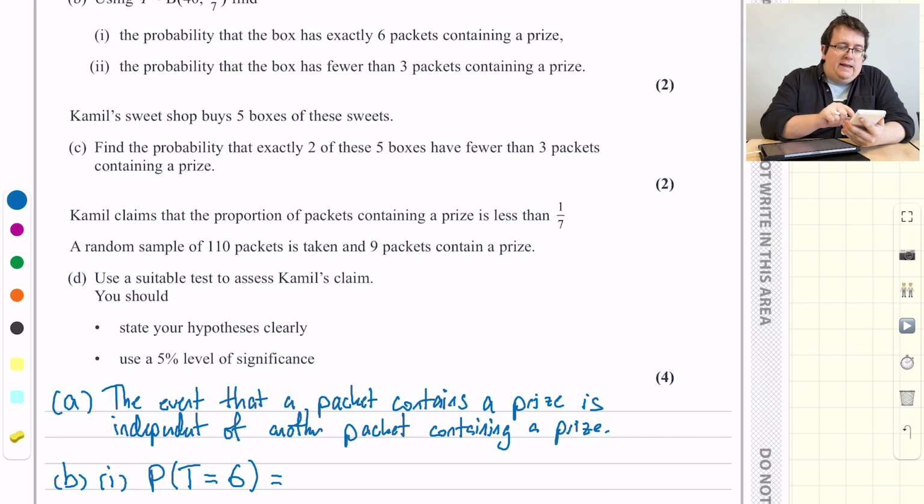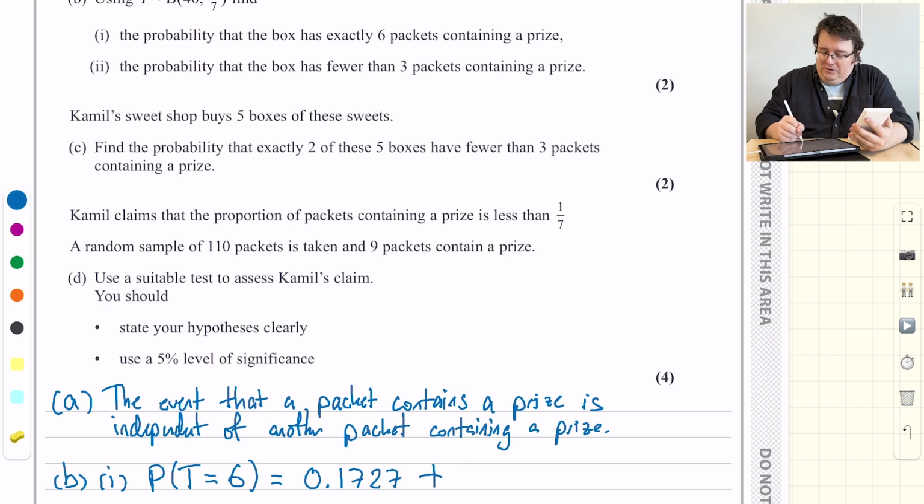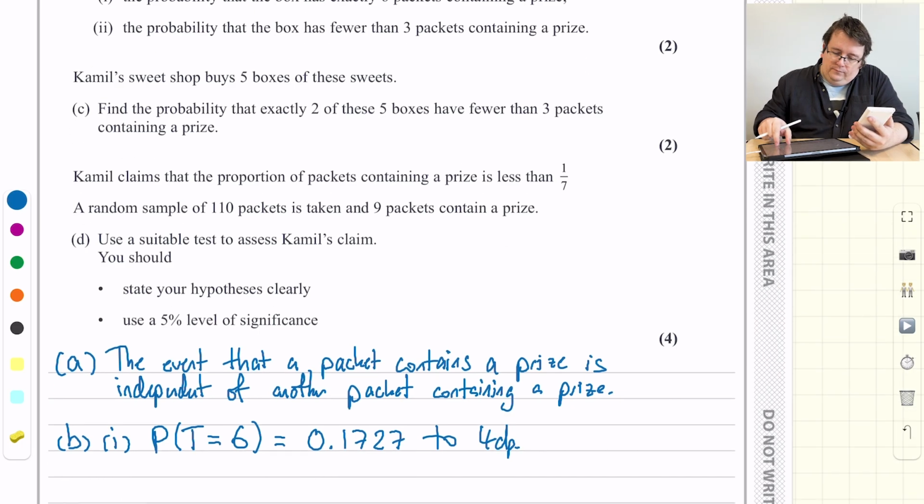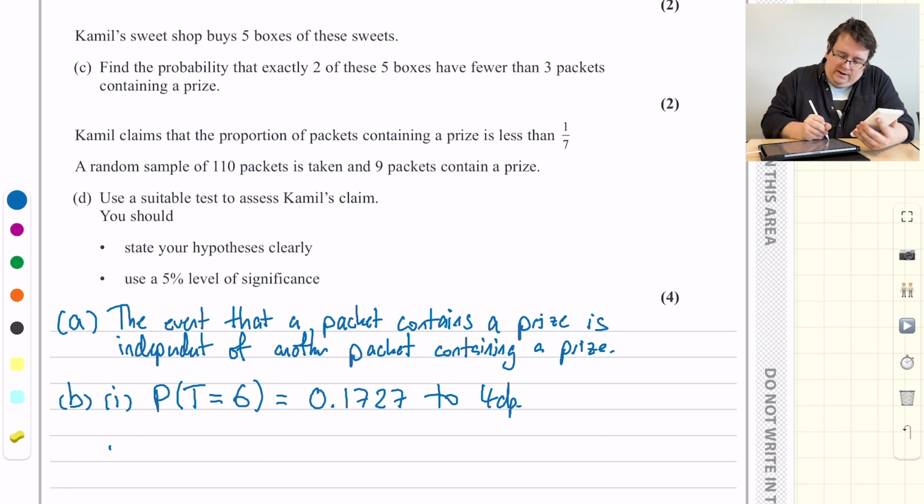So n is 40, p is 1/7, and we need x to be 6, or in this case T. So you should get a probability of 0.1727304, so 0.1727 to 4 decimal places.